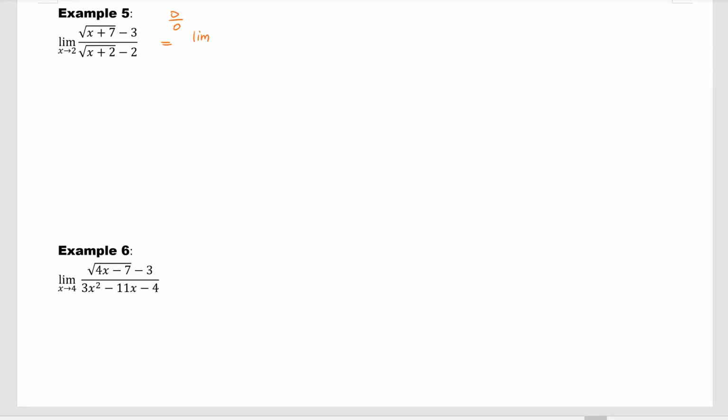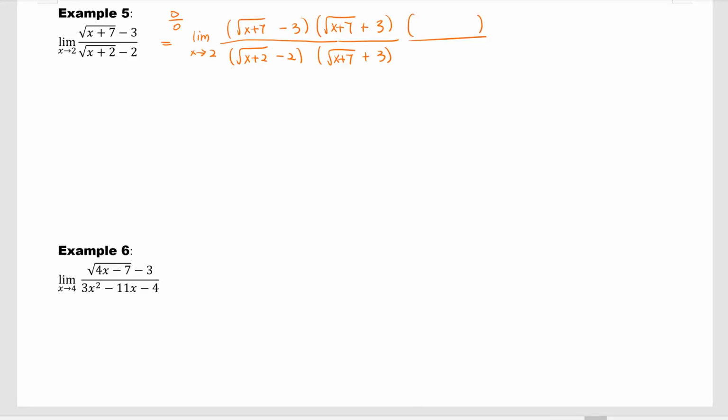Alright, so we know 0 over 0 means there is a bad guy. Which case do we have? We have a difference of square roots. For a difference of square roots, what do we do? We multiply by the conjugate. Here we have the difference of square roots in both the numerator and the denominator.